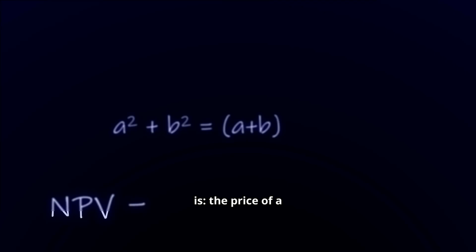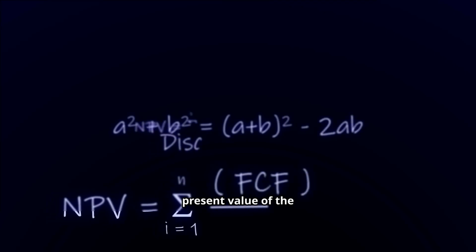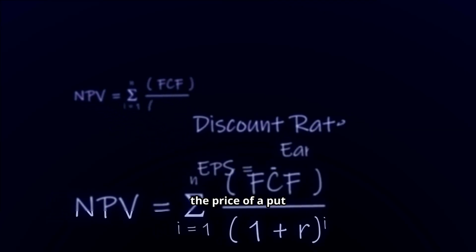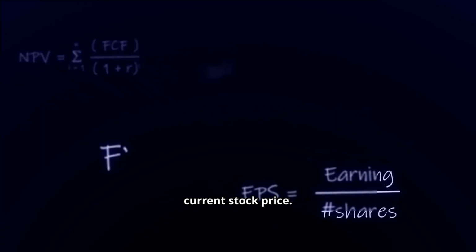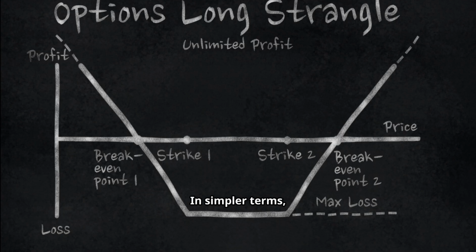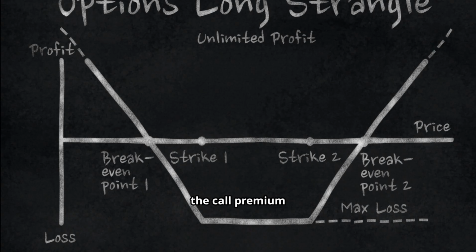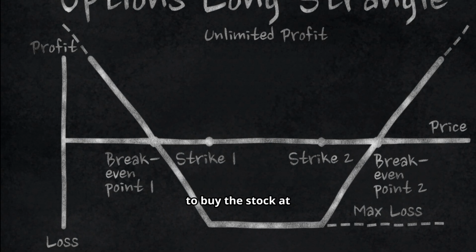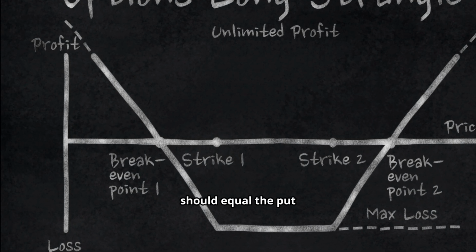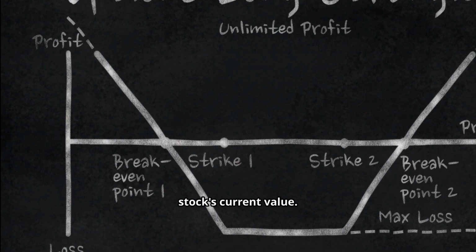The basic formula for put-call parity is the price of a call option plus the present value of the strike price equals the price of a put option plus the current stock price. In simpler terms, for options with the same strike price and expiration date, the call premium plus the cash needed to buy the stock at the strike price should equal the put premium plus the stock's current value.